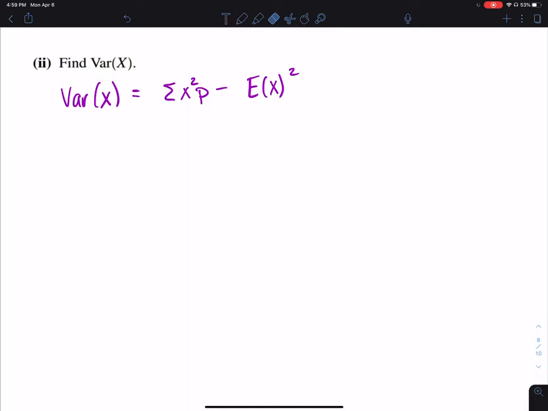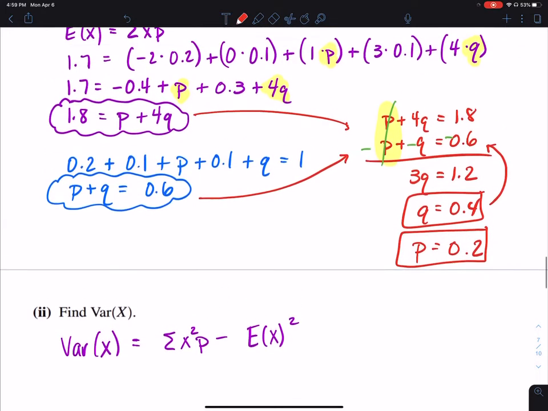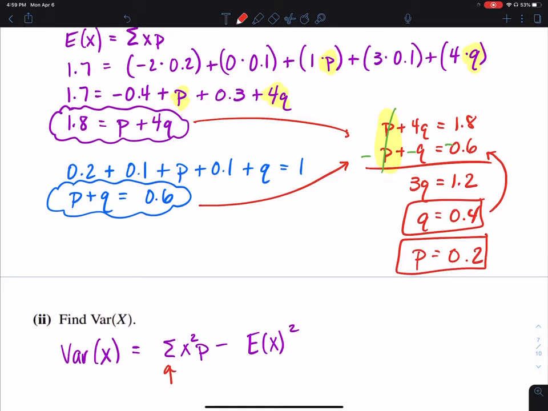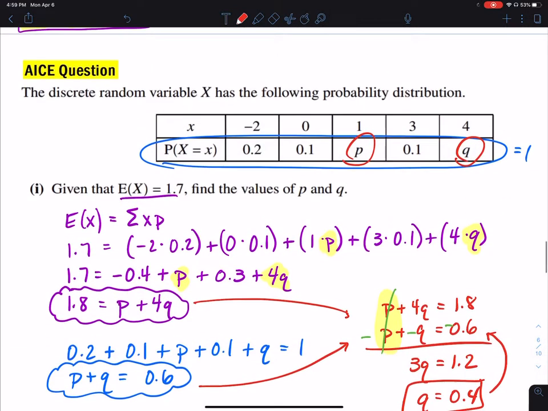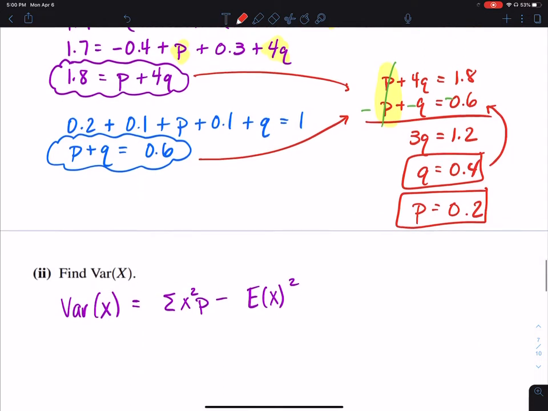So if you do that, we have to go back to the table here. So when you see this sum, this part right here, this is the sum of all of the X values in my table squared times their probability. So it's almost going to be the exact same as this step right here, except I'm going to square all my X values. So you kind of have to do a little bit of scrolling here, and on an AICE exam, this would all be on the same page.